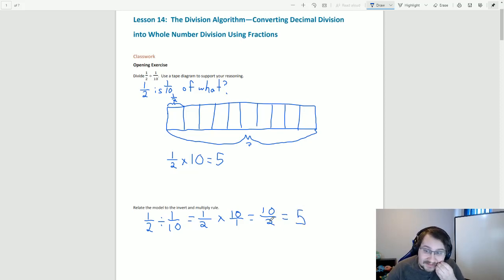And we can see right here, this 10 over 1 is the exact same as just if it was 10 on its own. So this step right here is the exact same as this step right here. 1/2 times 10 over 1 is the exact same as 1/2 times 10 without it being over 1. They're the same thing.